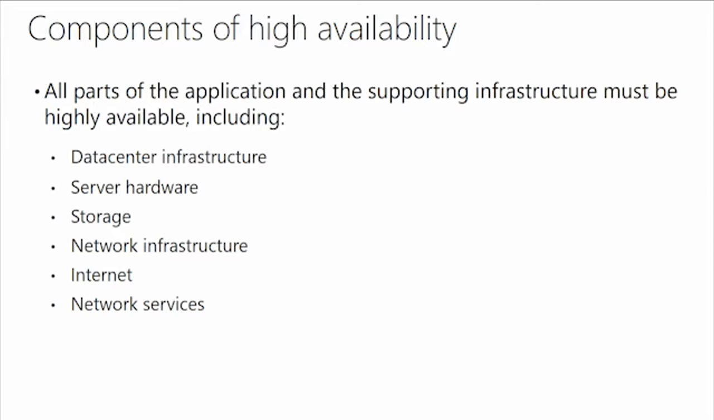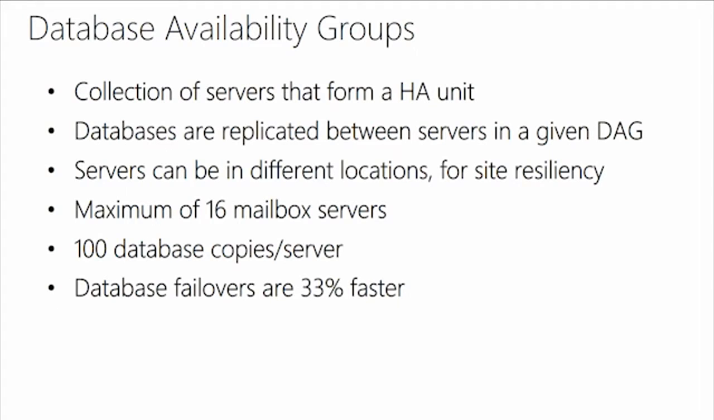Network infrastructure is another component. Internet could be another issue. If you don't have redundant internet connections, then if your ISP connection fails, people are not going to be able to access their mailboxes from the internet. And then network services, so things like switches and network cables, those have to be redundant as well, because if they go down, if somebody trips over a wire, then mail could be down and people could be crying. So consider all of those.